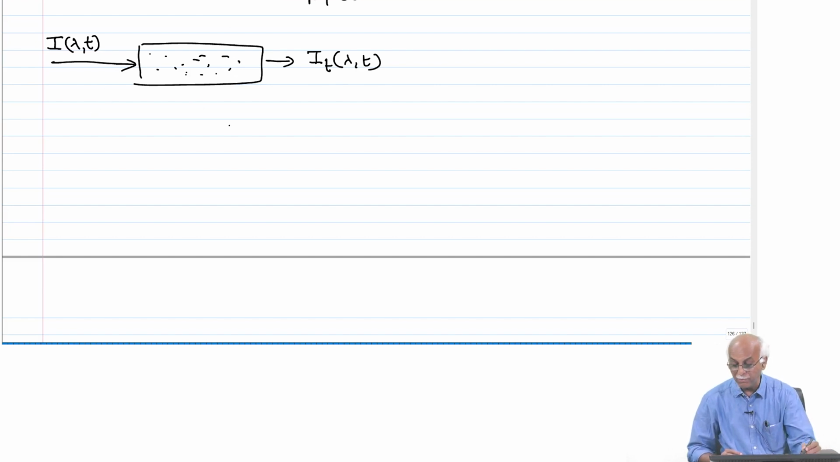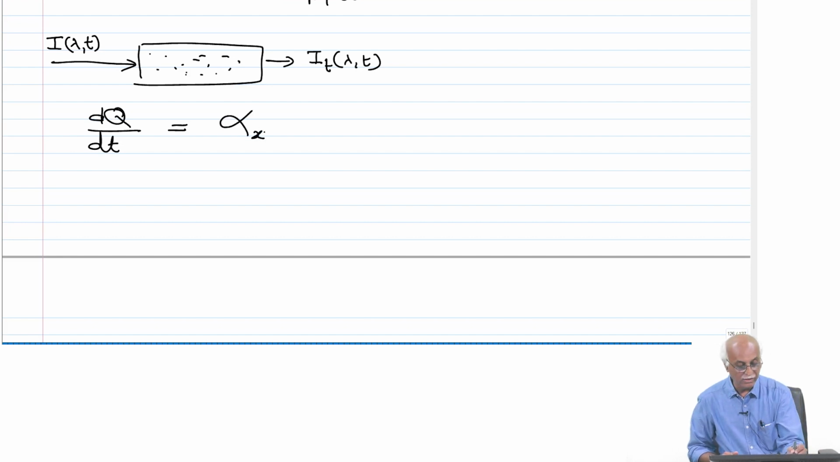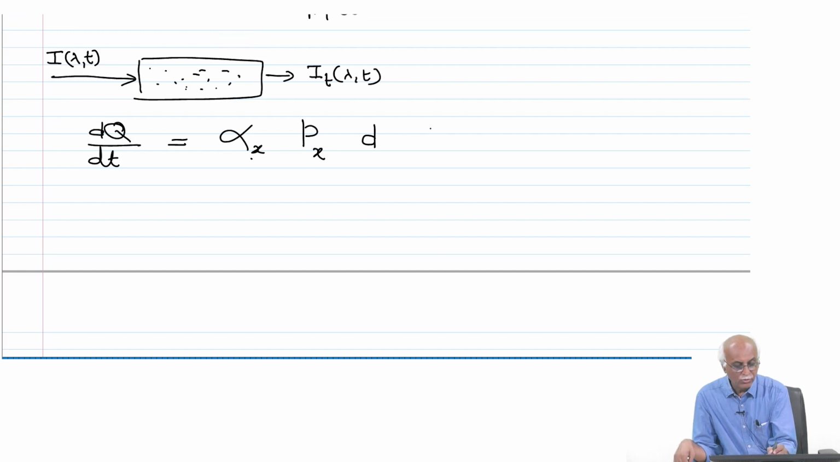So, this heat generation can be approximately represented as dq by dt equal to alpha times Px times P0 times the path length d, that is the path length multiplied by the input power, and it is a modulated input power.